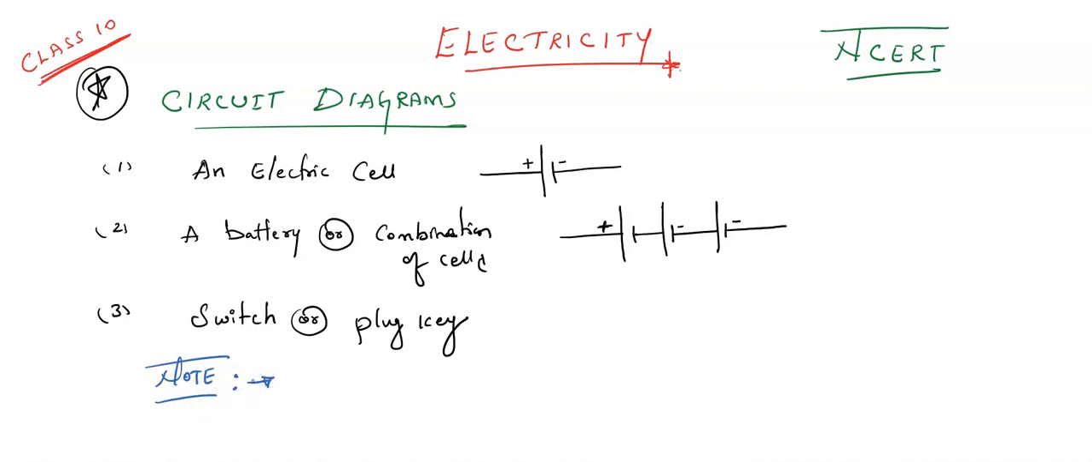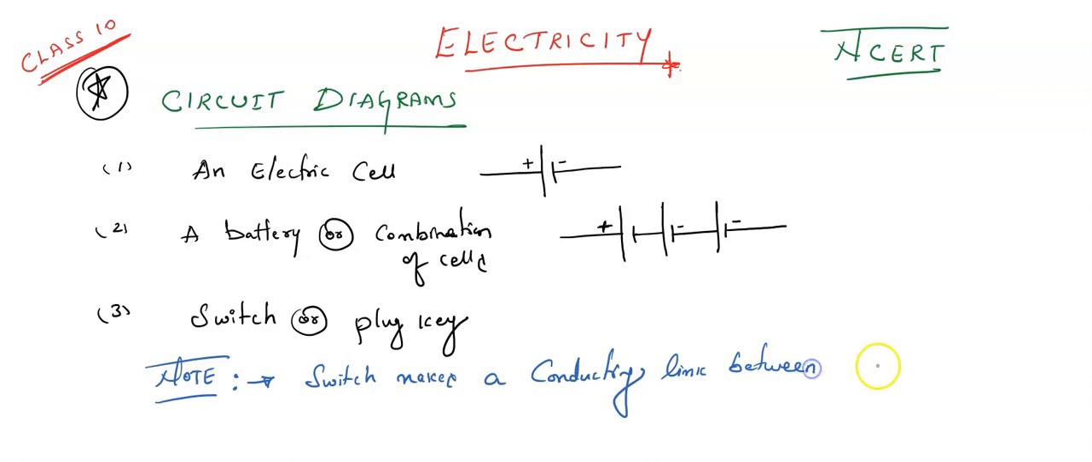So what exactly does the switch do here in the electric circuit? Very simple. A switch makes a conducting link between the cell and the bulb. Switch, what will it do? Switch makes a conducting link between the cell and the bulb.